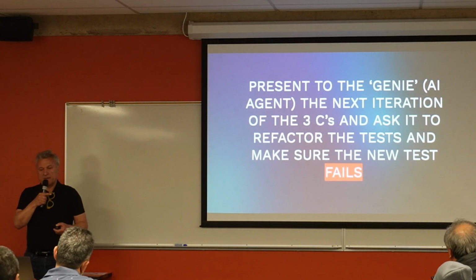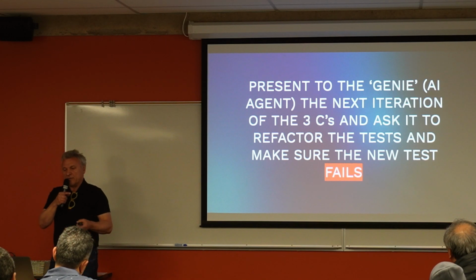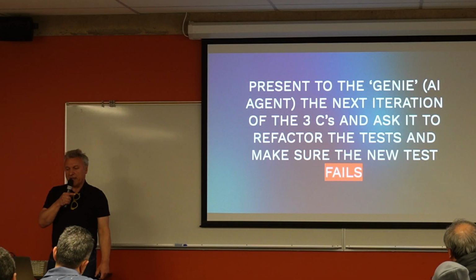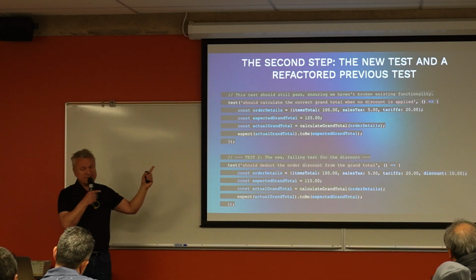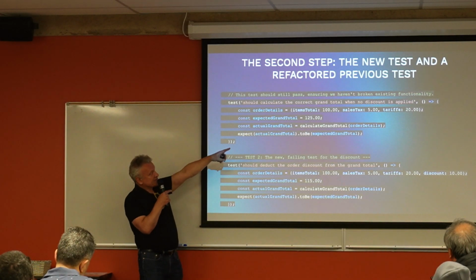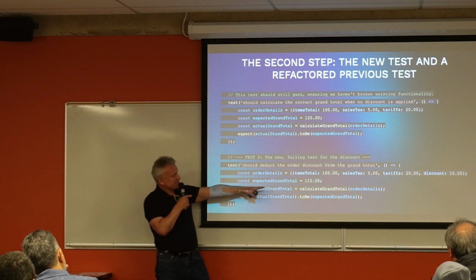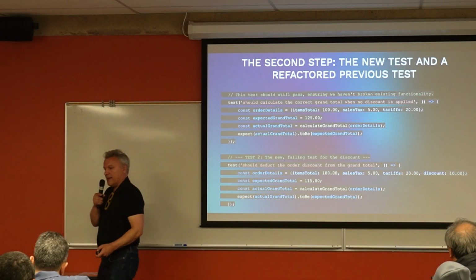Okay. Now we present to the Genie, I call it Genie or AI agent, however you call it. We say, look, here's the next iteration, here are 3 C's, and please read through that, refactor the tests, and make sure the new test fails. So this is what it does. It refactors the existing test, it creates a new test. It expects 115 here, over there it still expects 125.